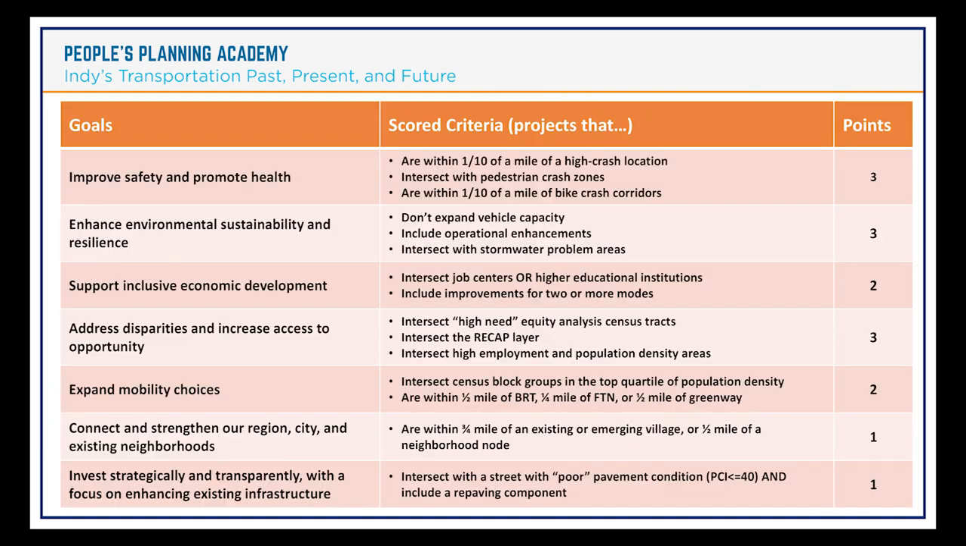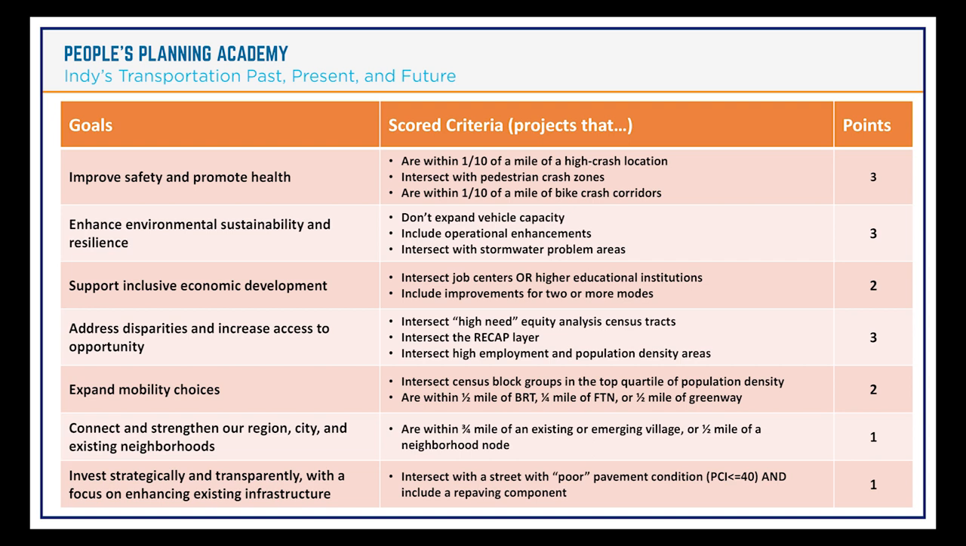So there's a lot of projects, we don't have a lot of money. So how do we choose which ones to go? And so what we did is we took our goals that we heard from the community and attached metrics to them, with the idea that if a project meets more of these goals, it should probably happen faster than some other projects. And so you can see the different kind of ratings.